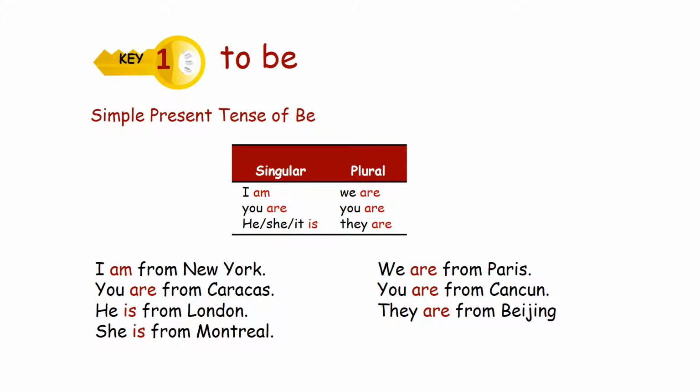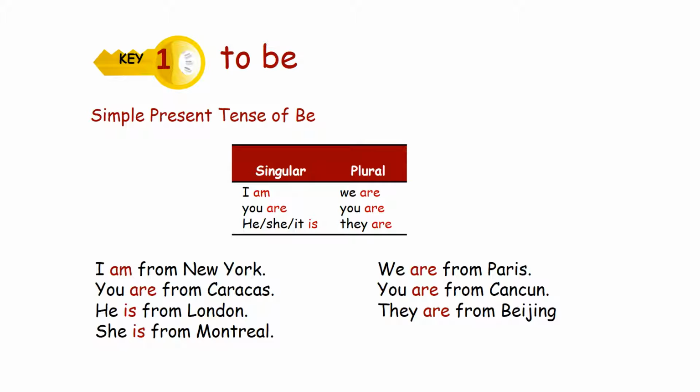Okay, so we're going to begin with the verb to be. The verb to be is one of the most frequently used verbs in the English language. So learning how to use this verb will help you to increase your vocabulary. This verb to be has 5 basic forms in the English language, and it is the most irregular verb in English. We're going to begin with the simple present tense of be.